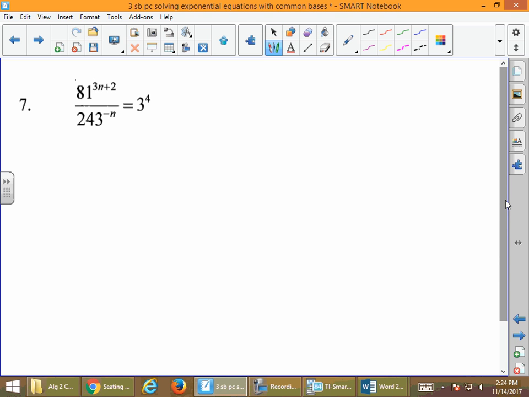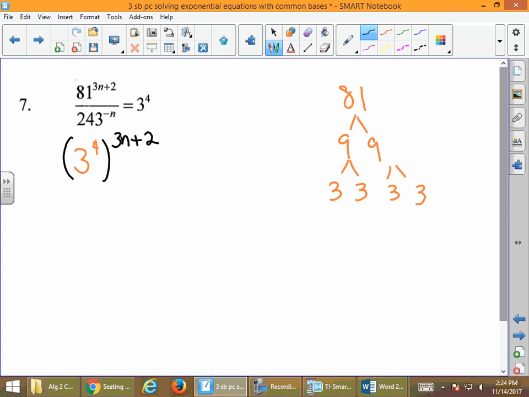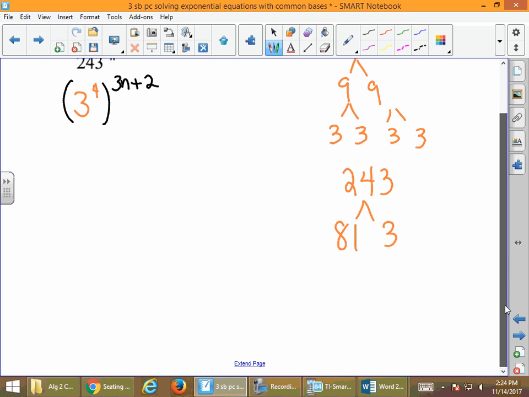And once again, it's helpful to know that 81 is 3 times 3 times 3 times 3. So we can rewrite as 3 to the 4. Don't forget that there's a 3n plus 2 here. 243 happens to be 81 times 3. And we just saw that 81 is 3 times 3 times 3 times 3. And then we've got one more 3.